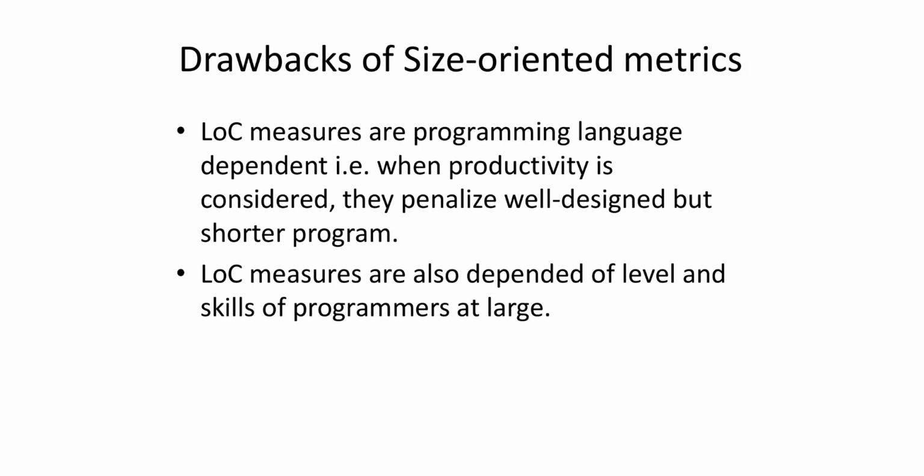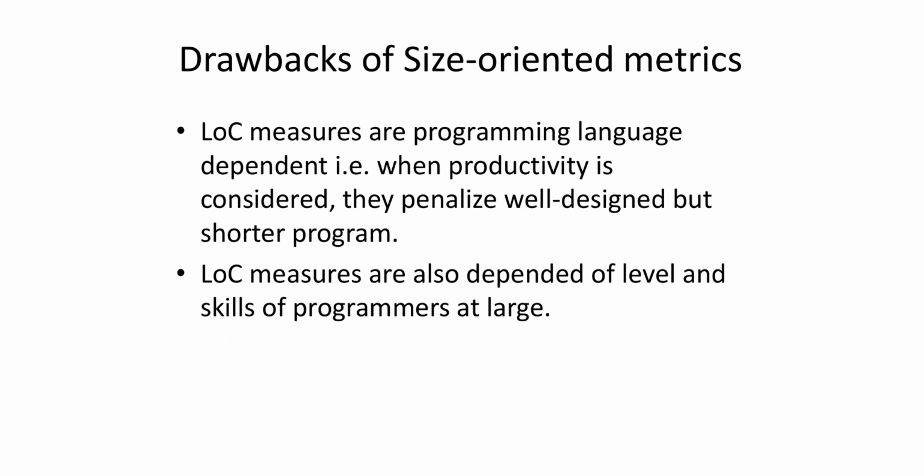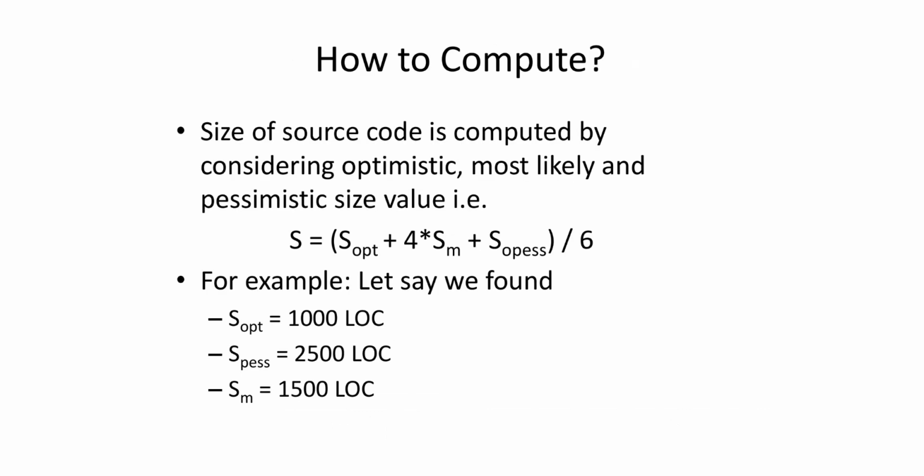Now, the drawbacks of LOC. Let us understand first what LOC is, then we come back to drawbacks. So how do we compute this LOC? The size of a source code is computed by considering the optimistic, most likely, and the pessimistic value. That means if you have developed a certain scenario, certain code in a particular piece of time, then you will be able to tell us roughly the correct value of how many lines you can use for coding.